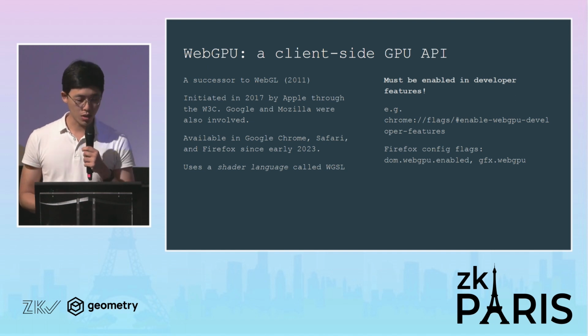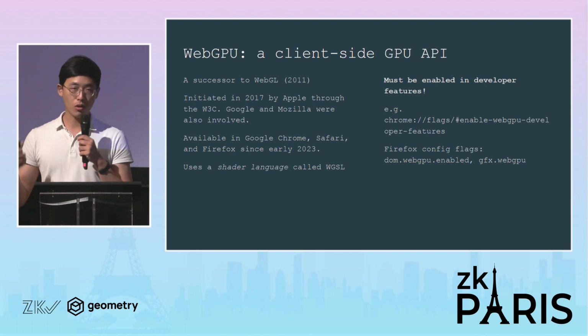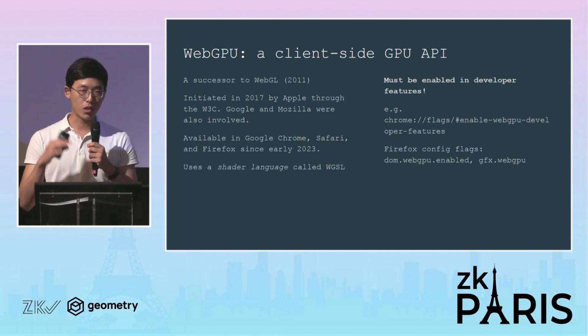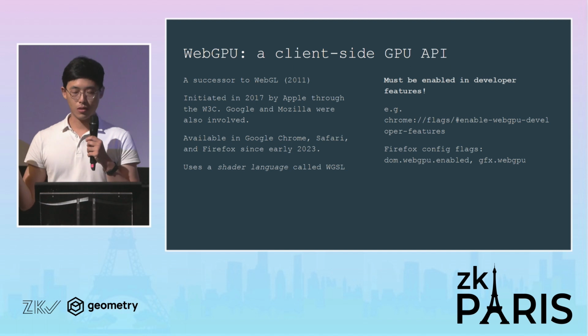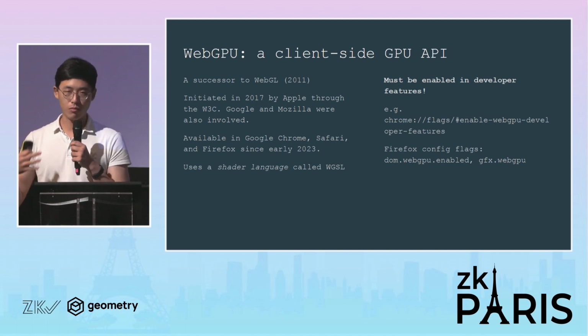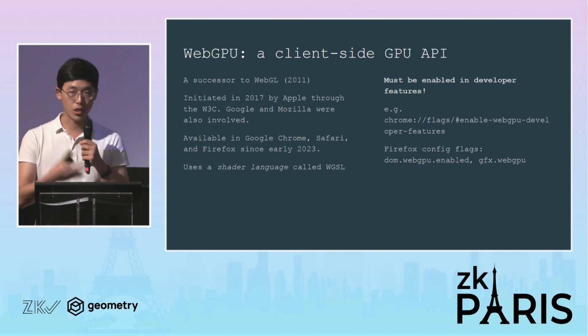But currently, it's still very new, so you have to enable this feature in your developer features in your config page. And WebGPU comes with its own shader language. Shader language means a programming language that you send to your GPU. Or you write programs that you send to your GPU in a shader language.